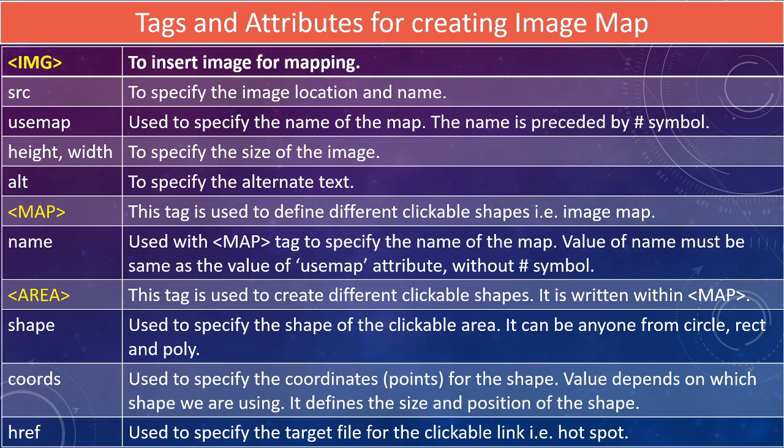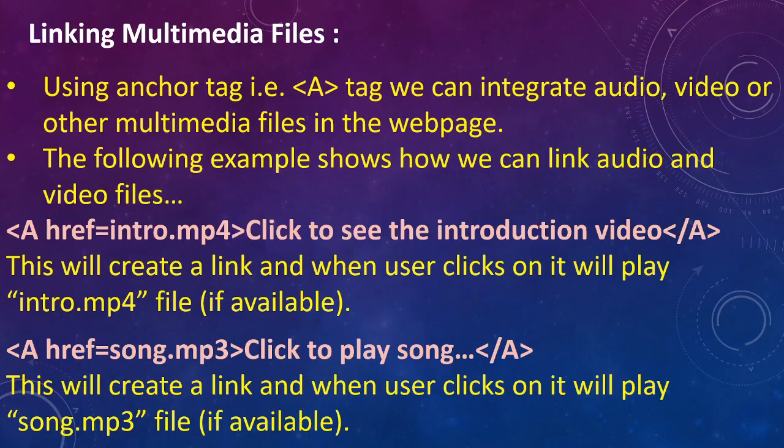Href is used to specify the target file for the clickable link. So whenever the user clicks on that particular shape, which file will open, that hotspot is defined using href, and which file will open we specify after href. So these are the tags and attributes used in image mapping.